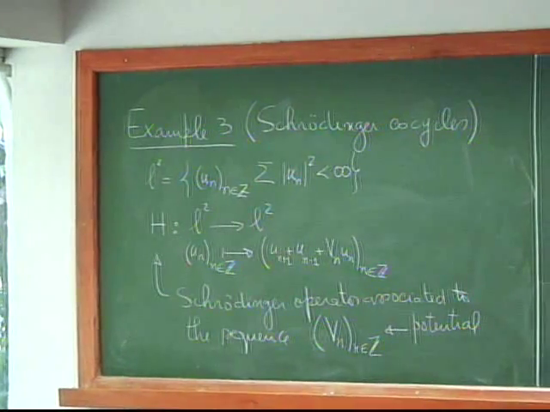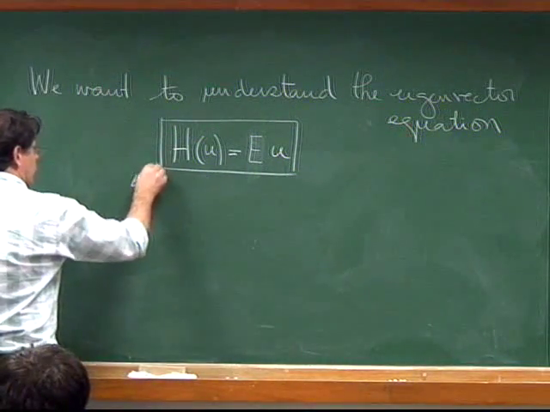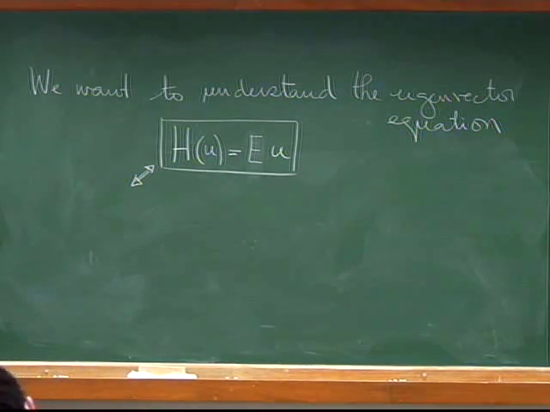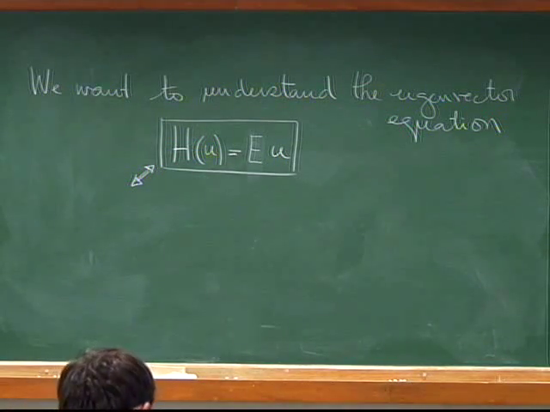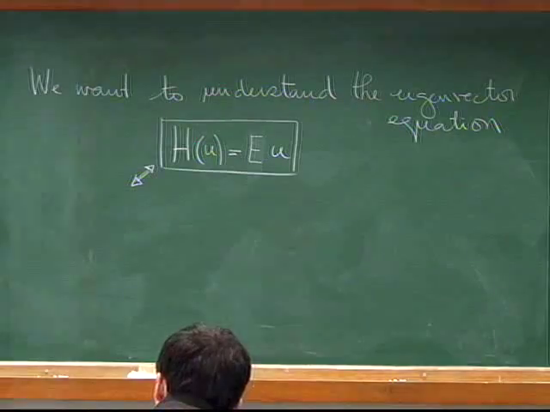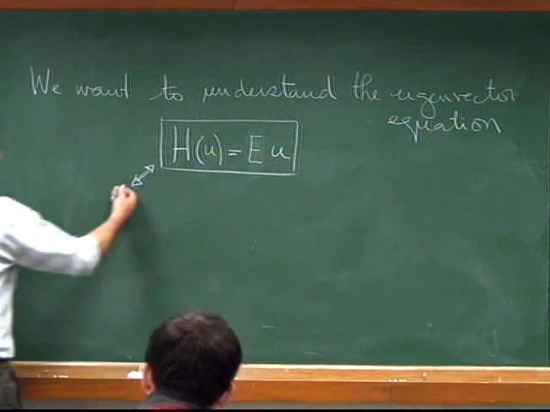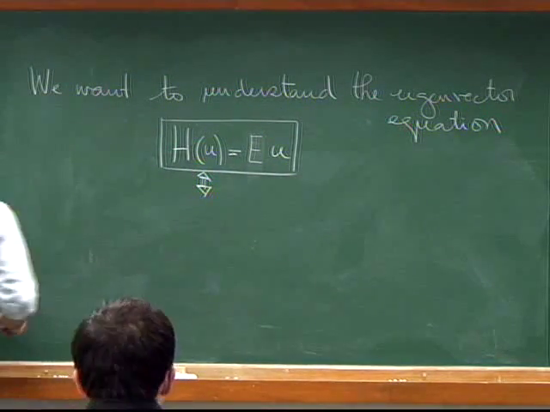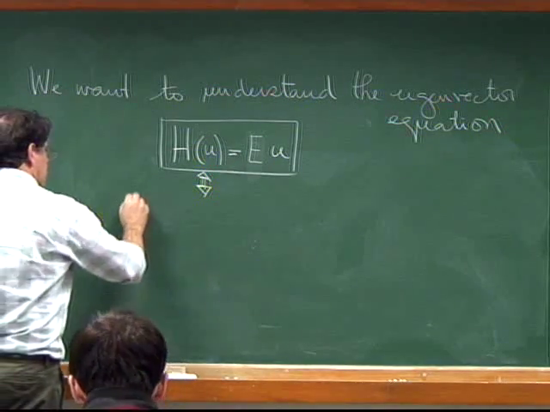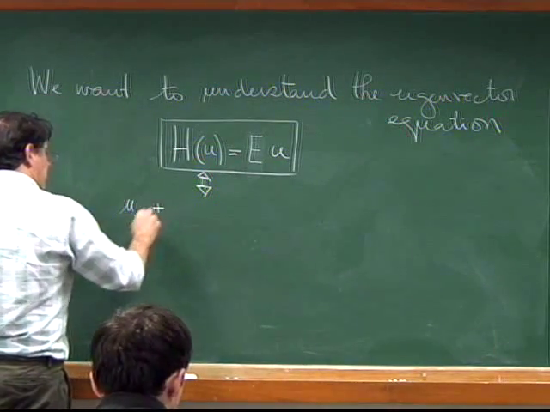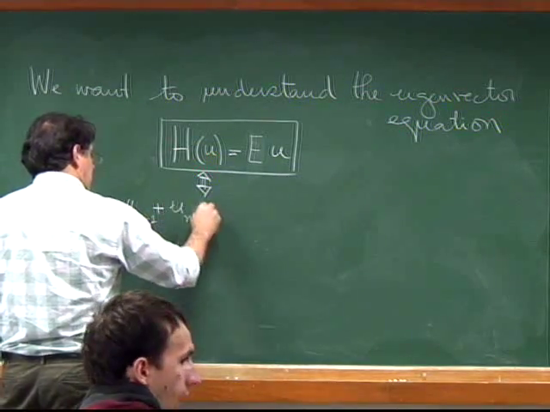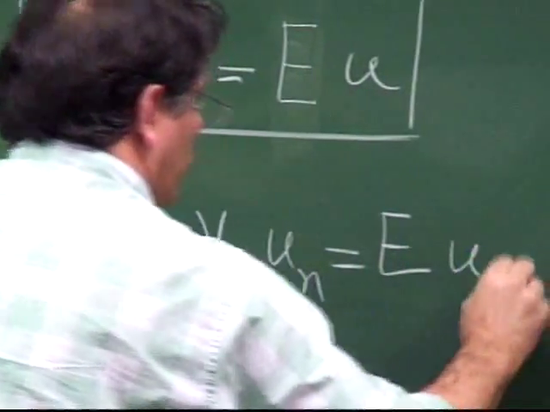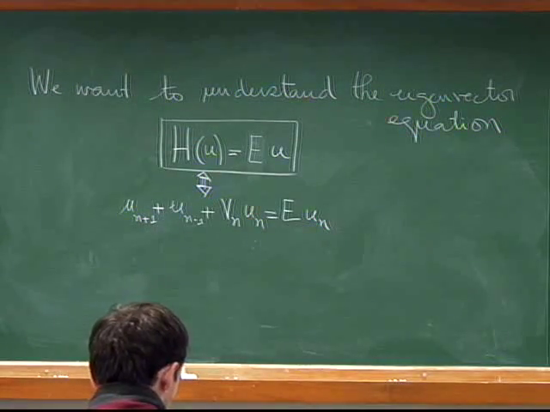Now, this equation can be... So you see, we are doing analysis at this point. We are trying to find the eigenvalues and eigenvectors of a certain linear operator in the Banach space L2, in the Hilbert space. Now, this equation can be rewritten in coordinates, and if you do that, you have the expression of H. It says that u_{n+1} plus u_{n-1} plus V(n) u_n equals E u_n, for all n.